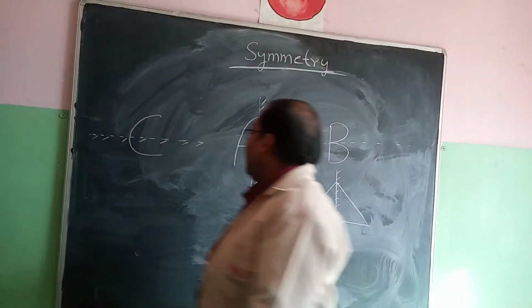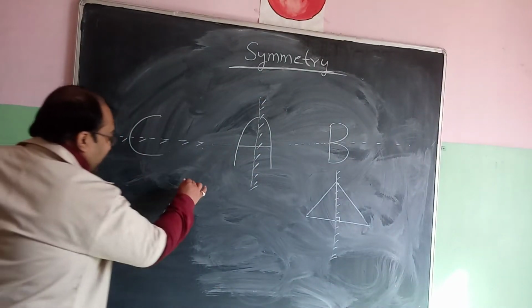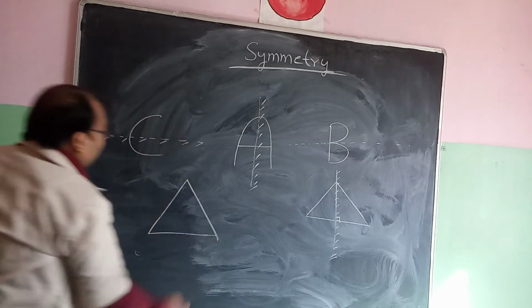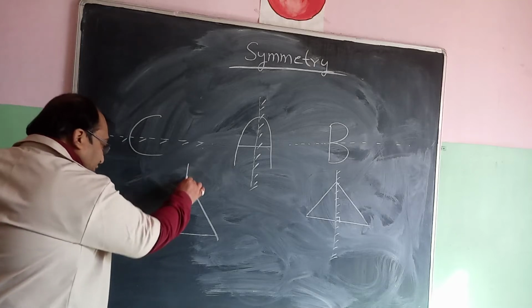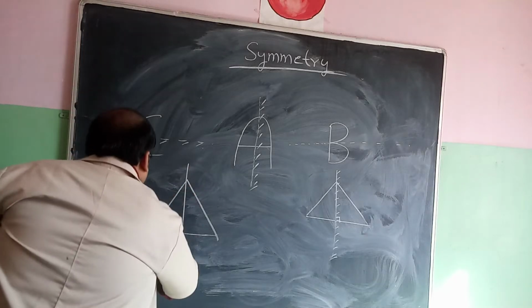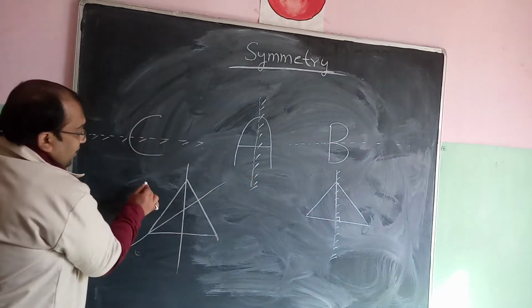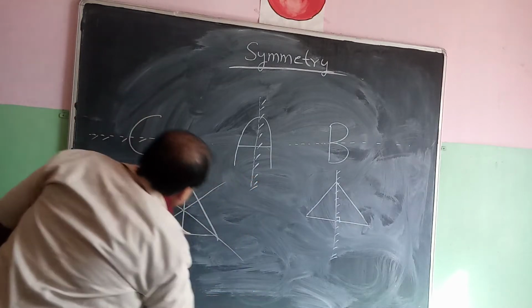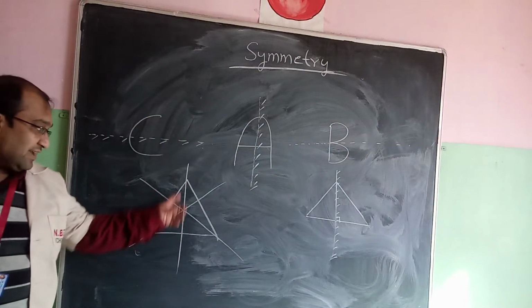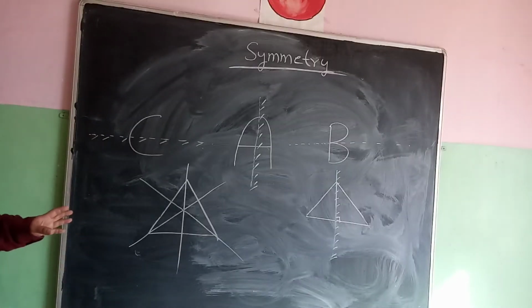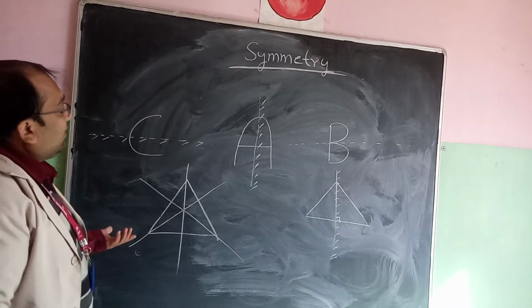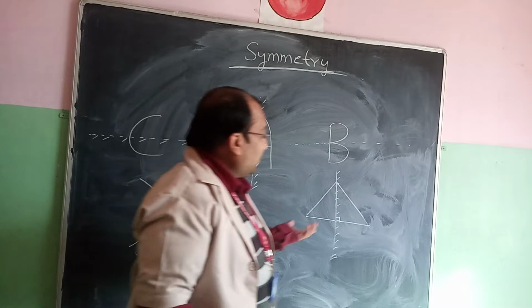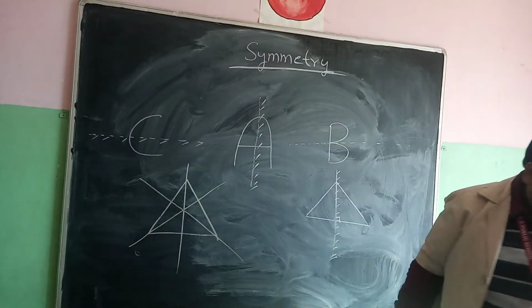Now, if I take an equilateral triangle, in an equilateral triangle, we can see that there are three lines of symmetry. One along one median, another along another median, and the last one along the other median are the three lines of symmetry. Where we can see that the left and right will be same. On both sides, you will get the mirror image of each other. So, in an equilateral triangle, there are three lines of symmetry. In an isosceles triangle, there is one line of symmetry.